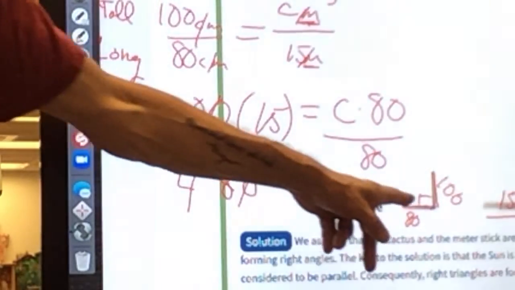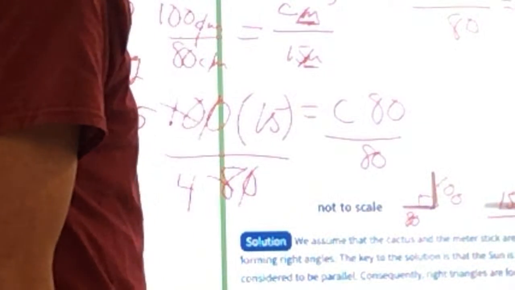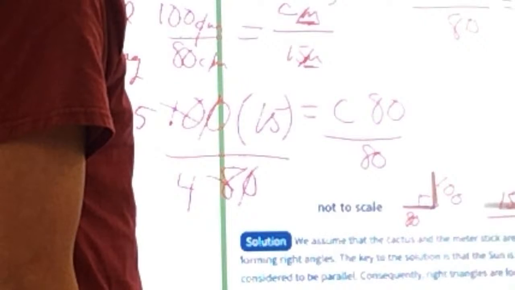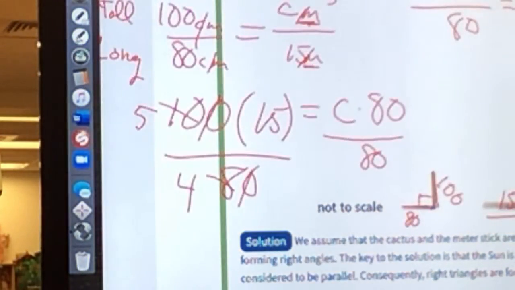What's the ratio of similitude with the meter stick? Take these two numbers right here. Ratio of similitude. Let me finish, okay? It's 5/4, yes? No, that's not the ratio of similitude. You're right. That's not the ratio of similitude.